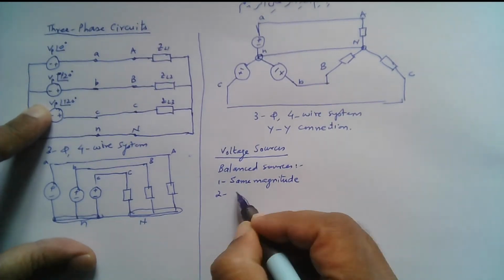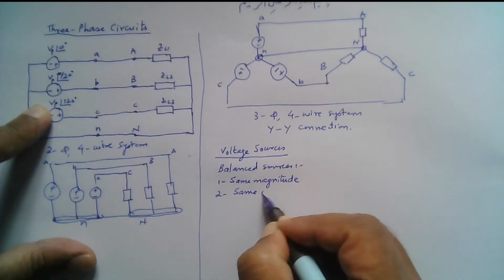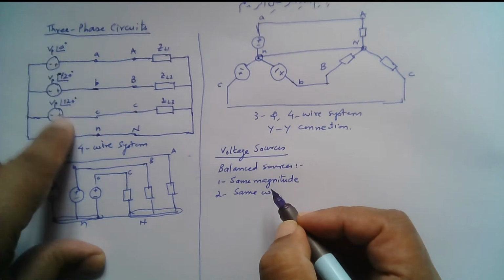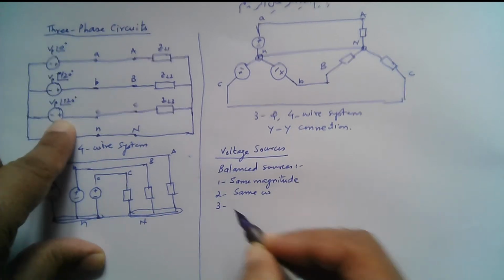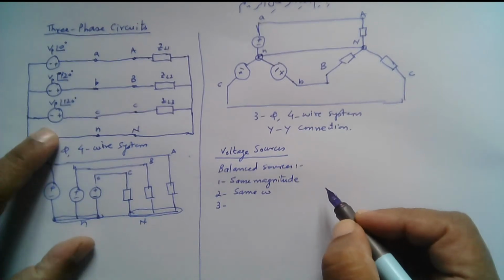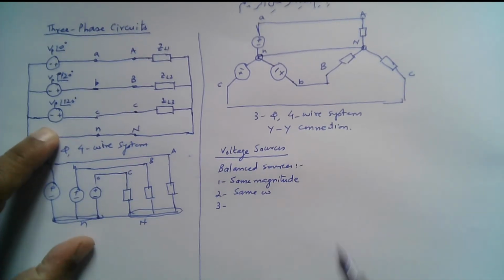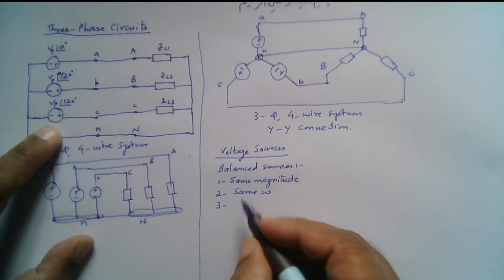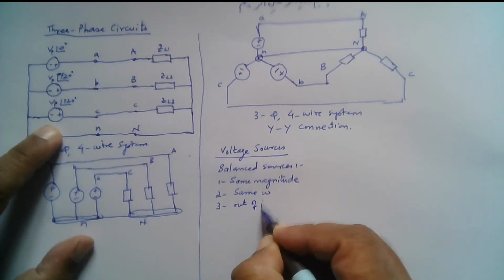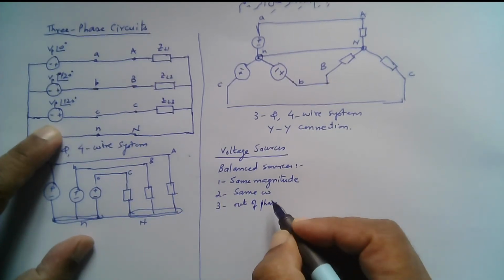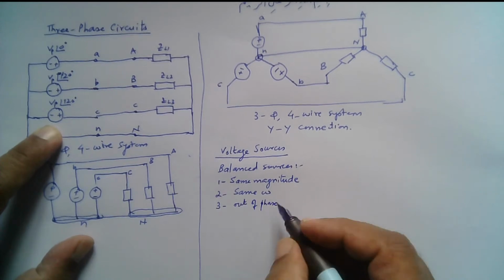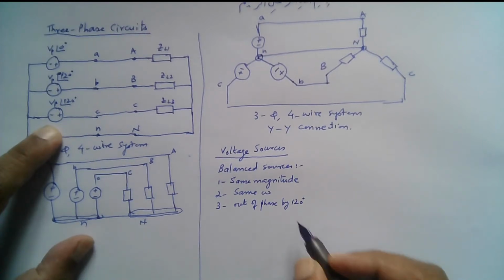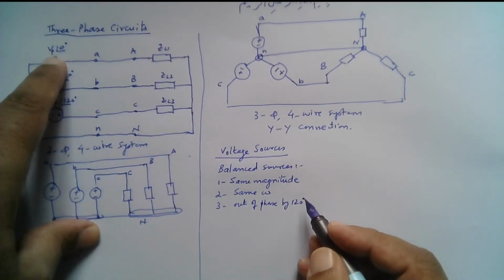And number 2, they have the same angular frequency, omega. So this angular frequency is the same, so that's why we are representing them in the phasor form in this way. Same omega angular frequency. And number 3, they are out of phase by equal magnitude of phase, for example, 120 degrees. Phase difference by 120 degrees. Okay. So this is for example VP angle 0 degrees.